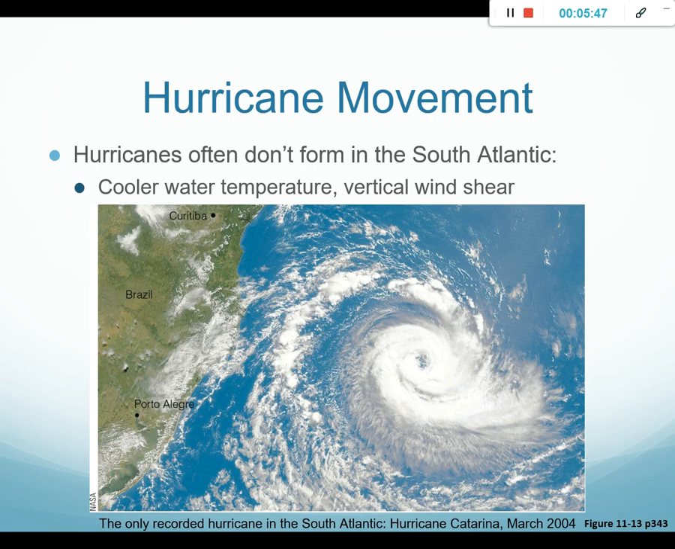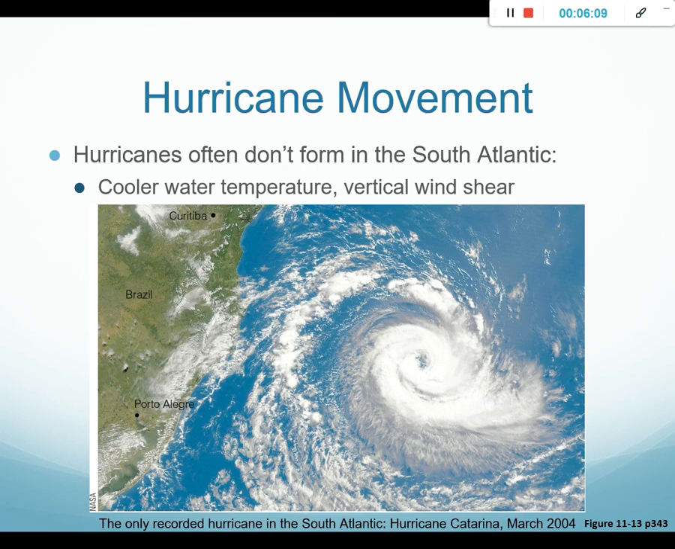Why don't we get hurricanes in the South Atlantic? Well, the water temperatures are much colder, plus you get a lot of wind shear. If you have wind shear, it normally tears the hurricanes apart. When you have colder water, you don't have the fuel. They don't really build to hurricane strength.